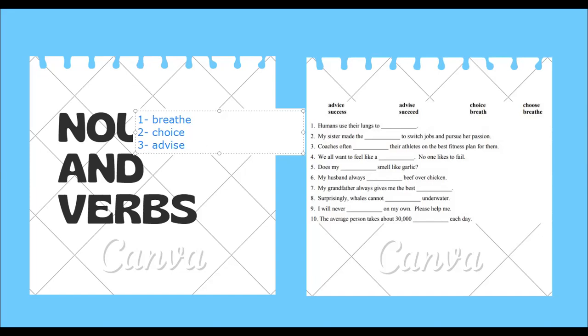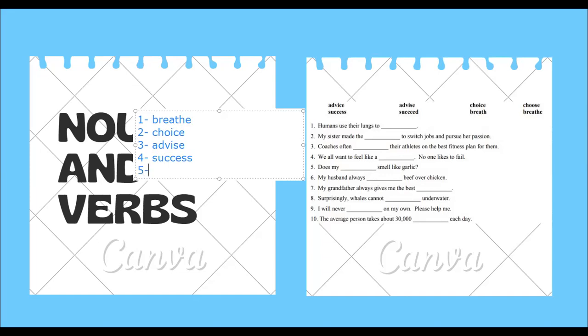Advice. So it's the verb form, of course. Third one: we all want to feel like a blah blah. No one likes to fail. So what we want, of course, is success, not succeed, because succeed is a verb form, and we want to feel a success, not succeed. So we are saying success.